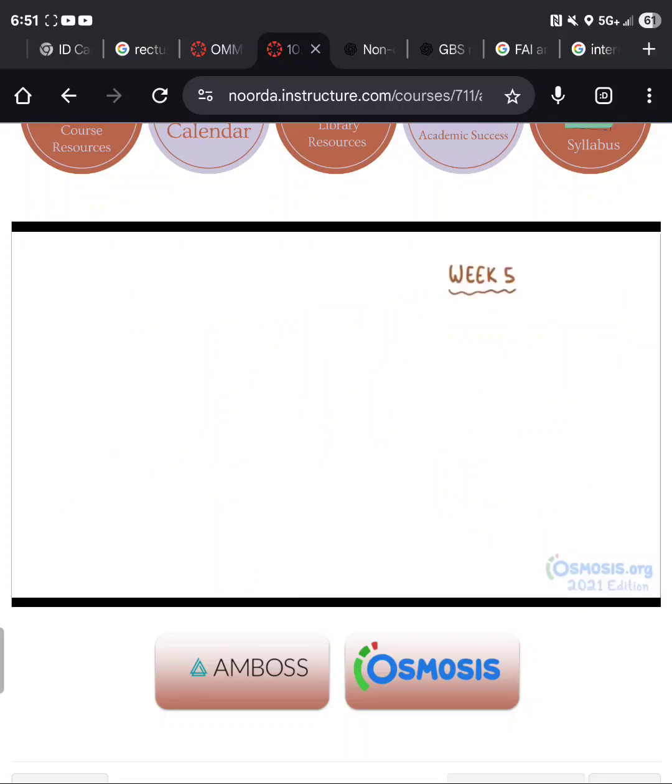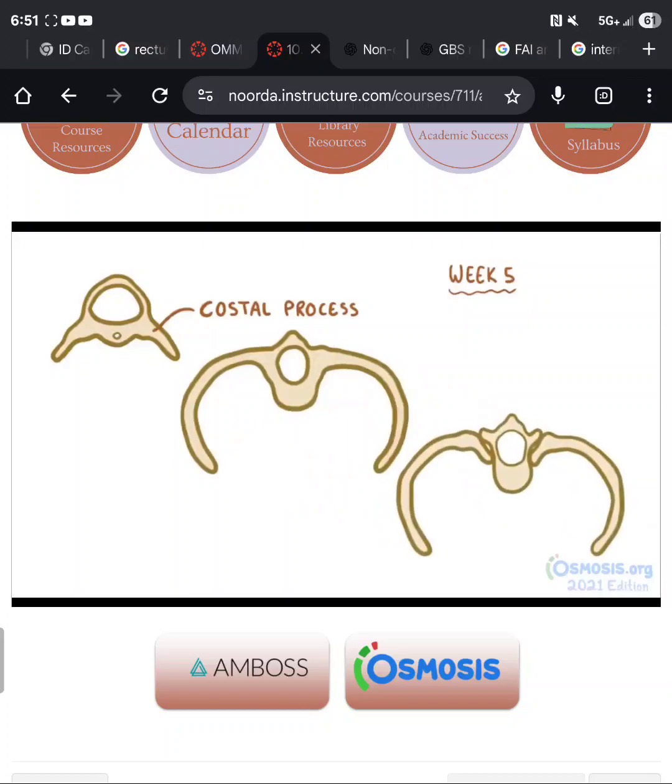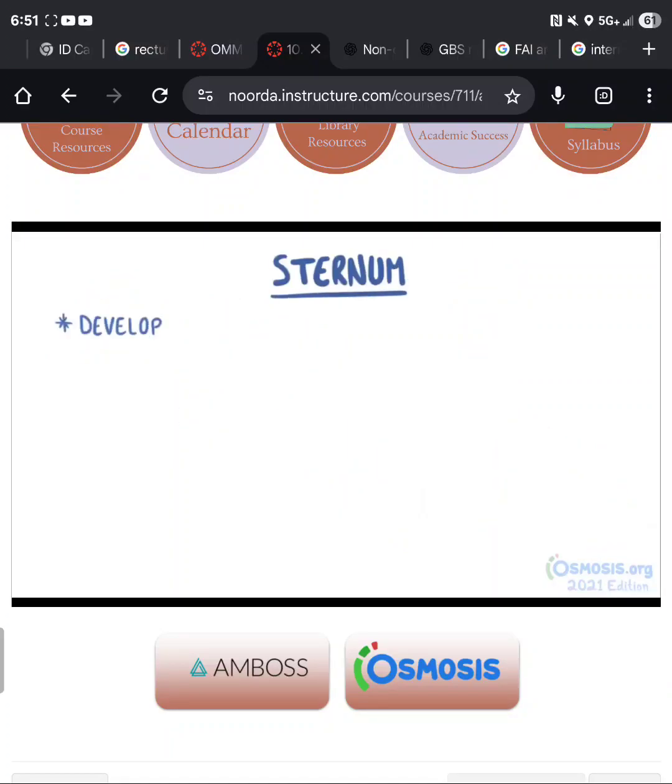During week 5, small clusters of mesenchymal cells called costal processes emerge from the lateral sides of each vertebrae. In the thoracic region, these processes grow really long and form the ribs. Finally, the sternum develops from the parietal mesoderm layer in the anterior body wall of the embryo.